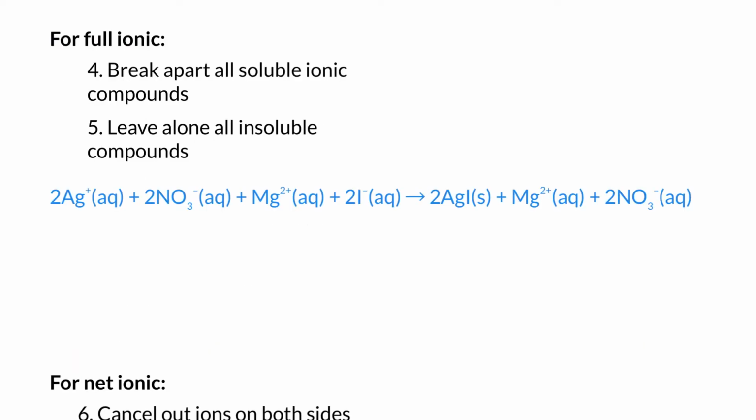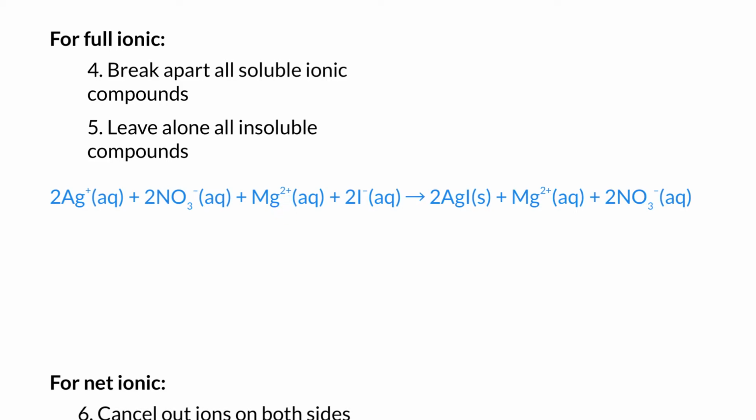And if we go to the full ionic equation next, then we just break apart all the soluble ionic compounds. So that silver nitrate was soluble, so we break it apart. We write the charges, we write aq next to each thing. The same with magnesium iodide. So both the magnesium and the iodide we break down.